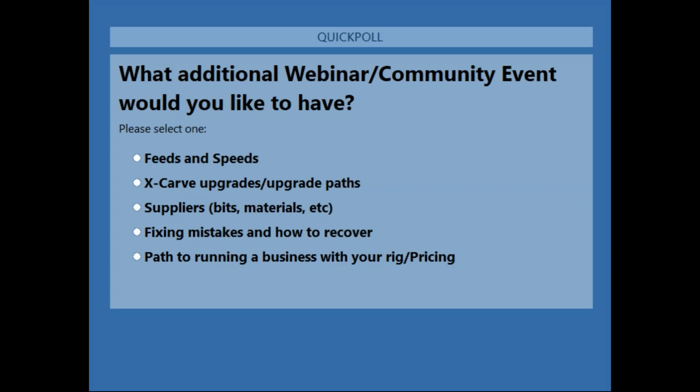Maybe we'll combine that with feeds and speeds. I think path to running your own business is a phenomenal topic that I want to get to myself, but I think that's a whole session by itself, personally, so many different paths on that. So why don't we think about feeds and speeds and suppliers for the next one, and then the one after that we'll line up. I'll gather information from a bunch of different people on what they've done to take their X-Carve and monetize it.